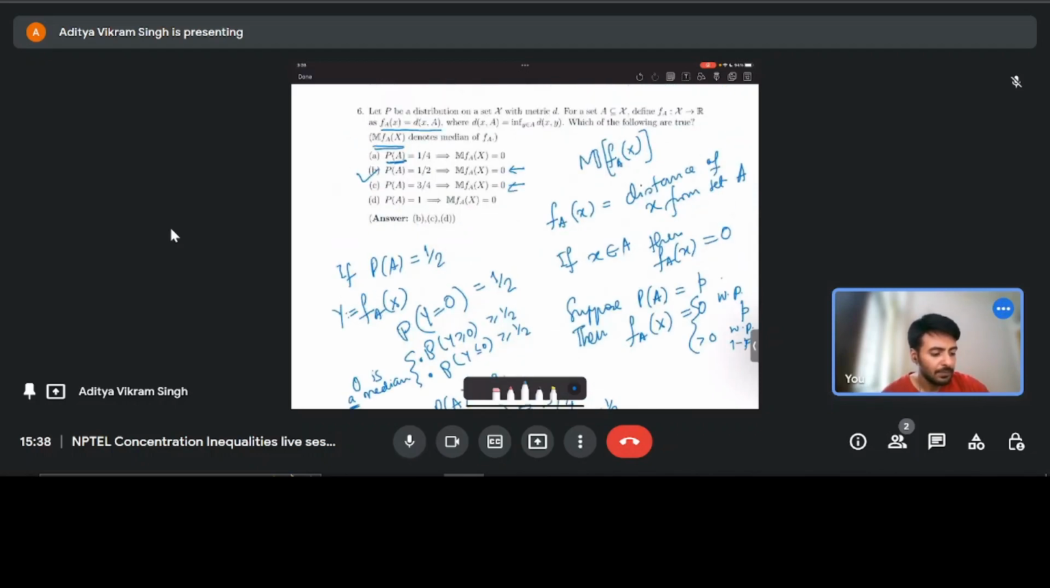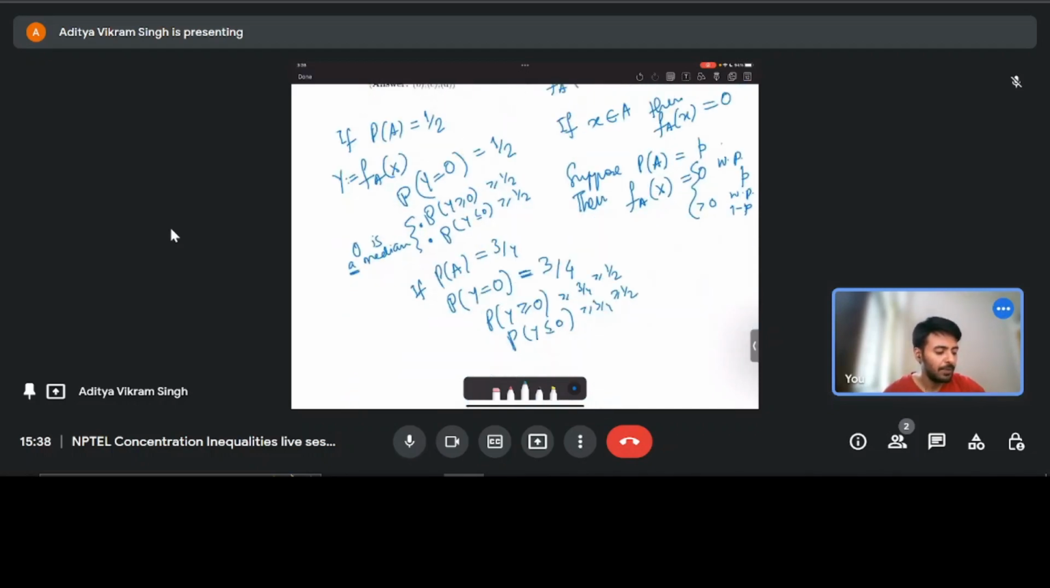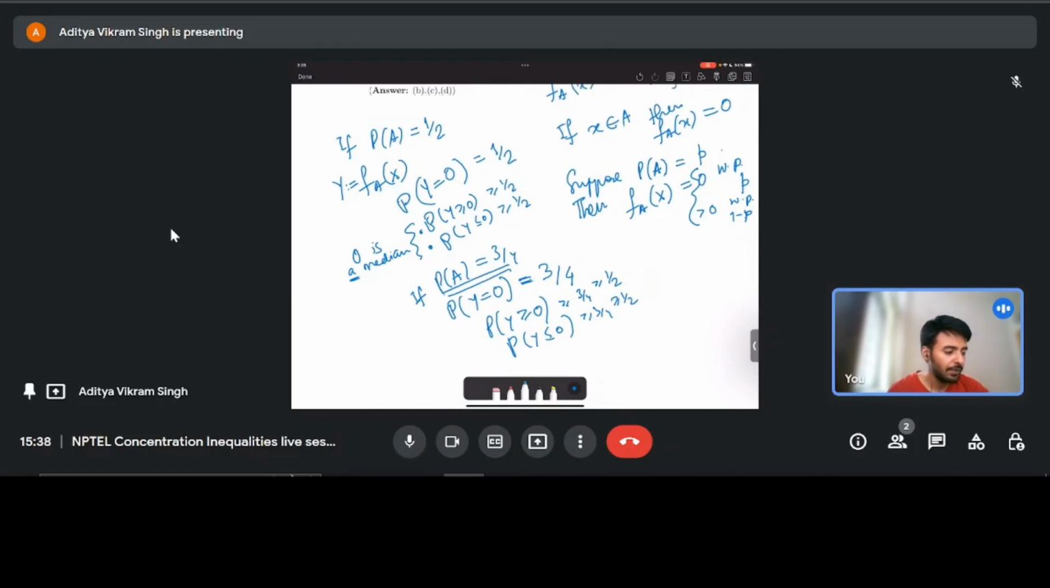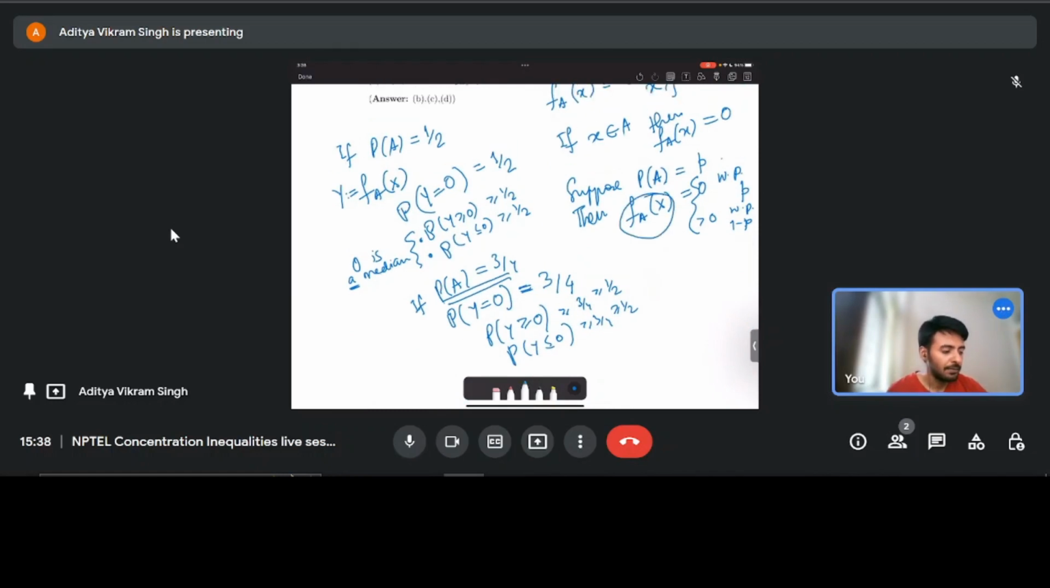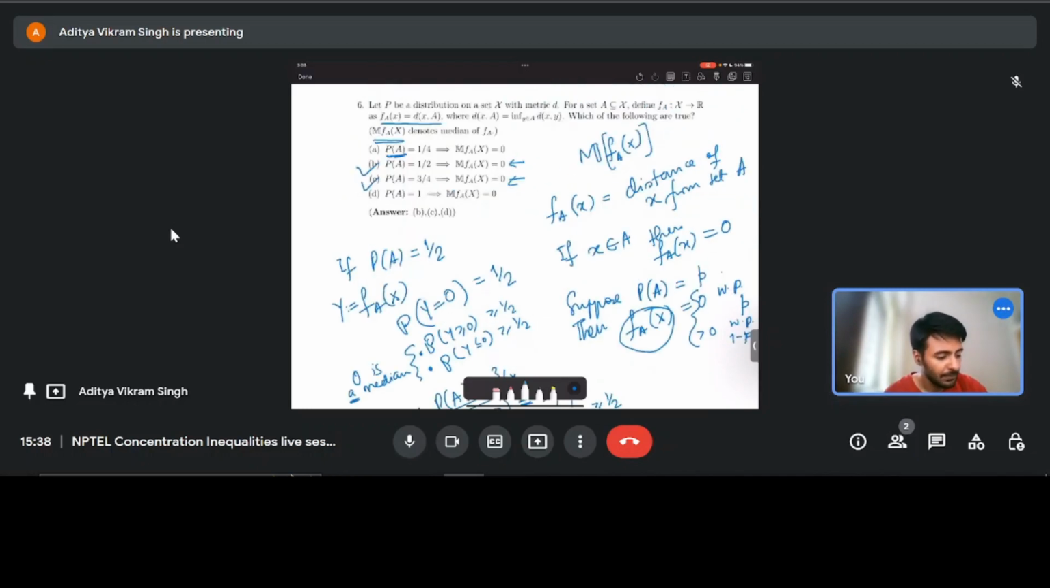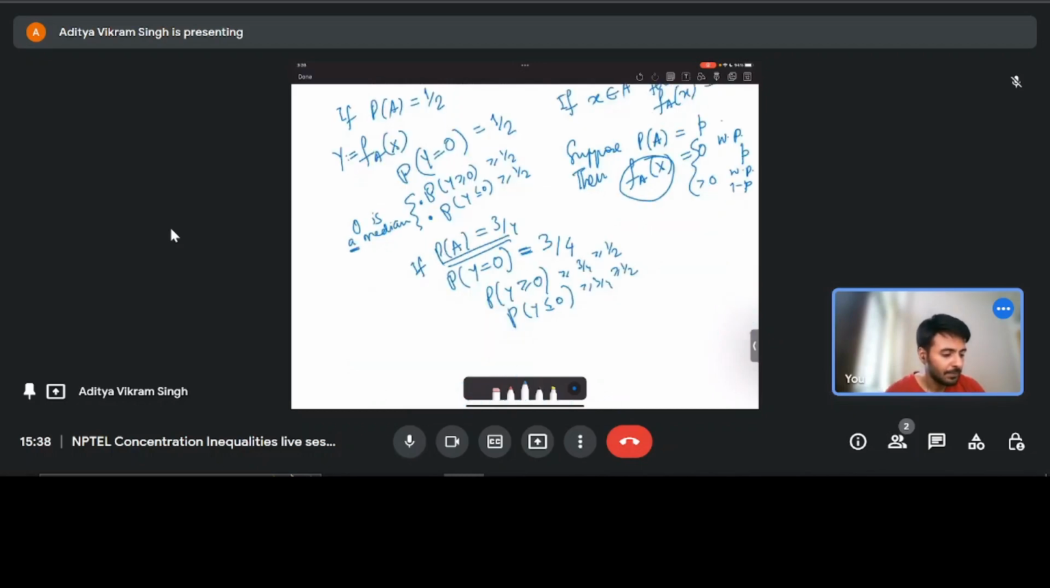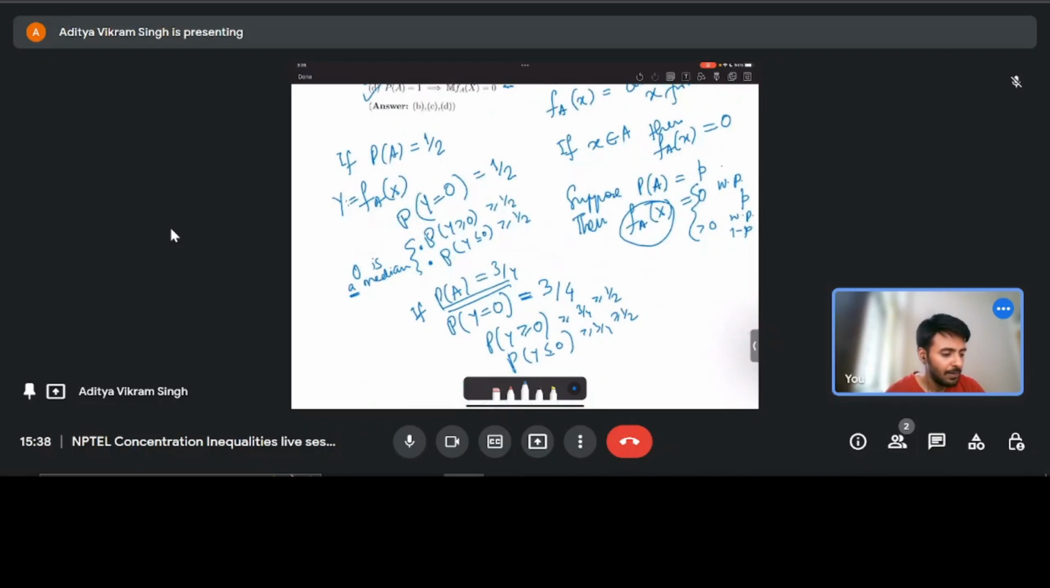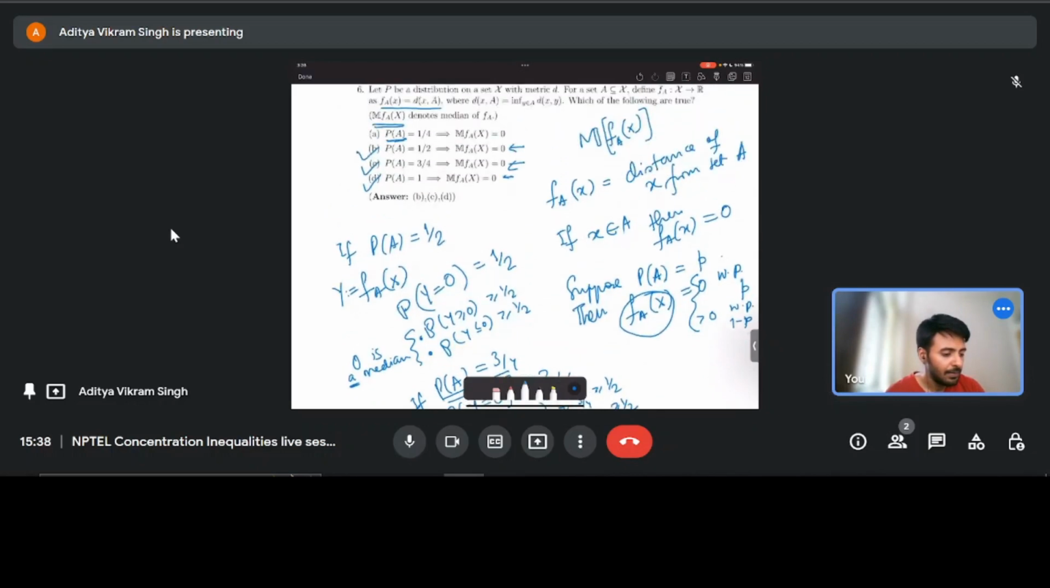So basically, if you take any event A which has probability greater than or equal to half, then 0 would be a median of Y in that case. Okay, so B, C and D are all correct. Right, and A, if you see, will not be correct in this case.